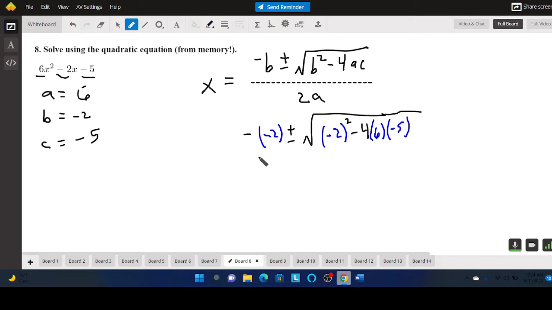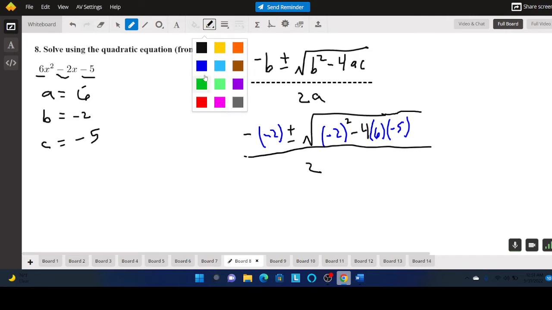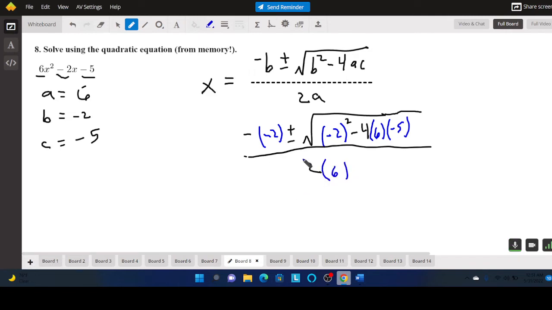Extend our radical symbol. 2 times a, which is 6. So you see 1, 2, 3, 4, 5 substitutions. Always make sure you have those 5 substitutions into your quadratic formula.